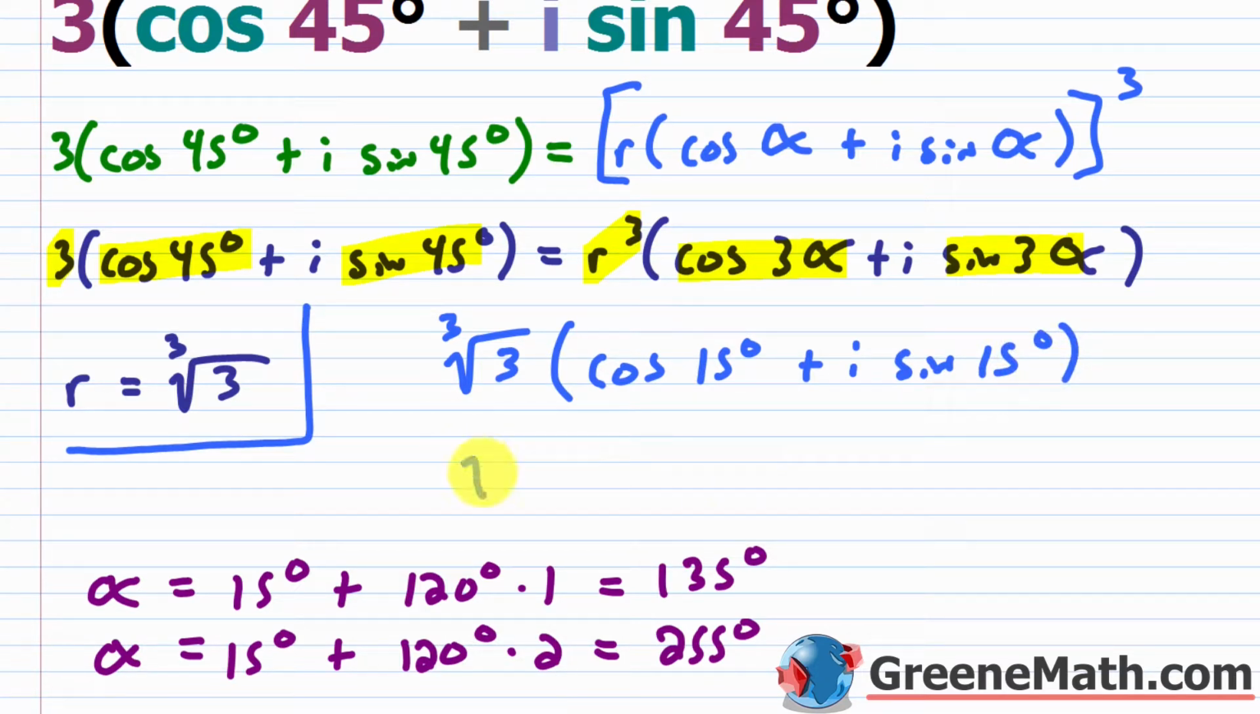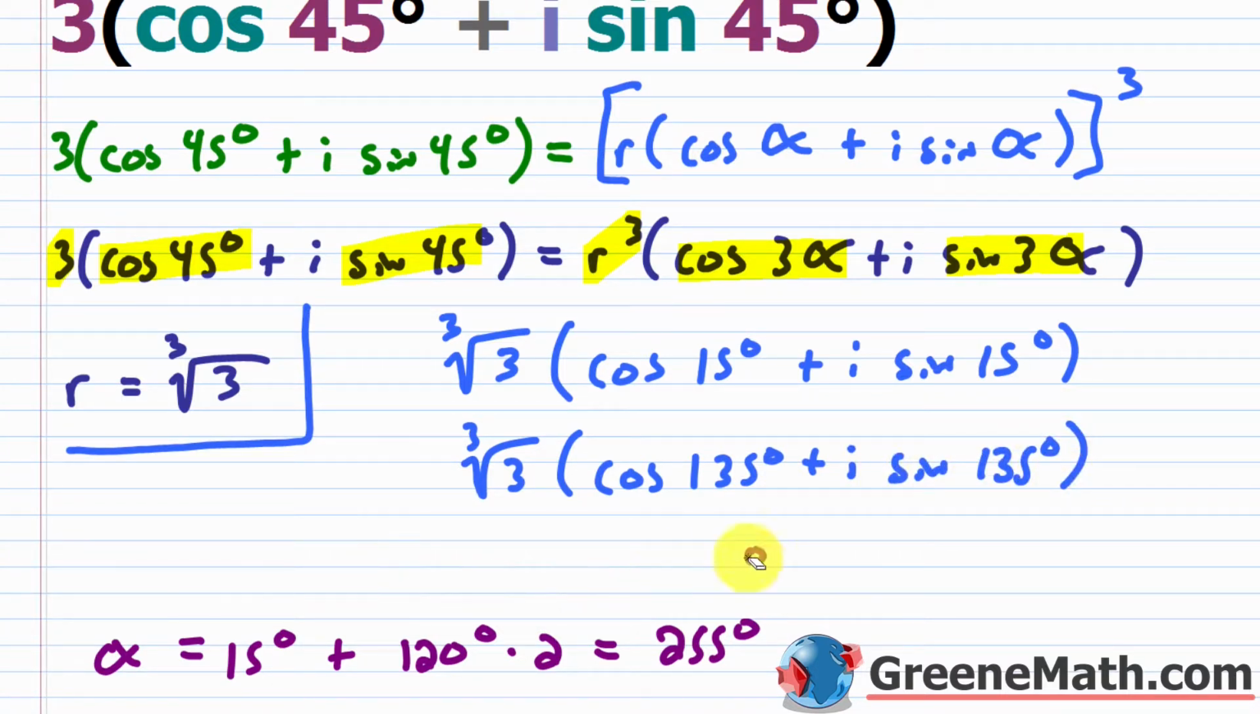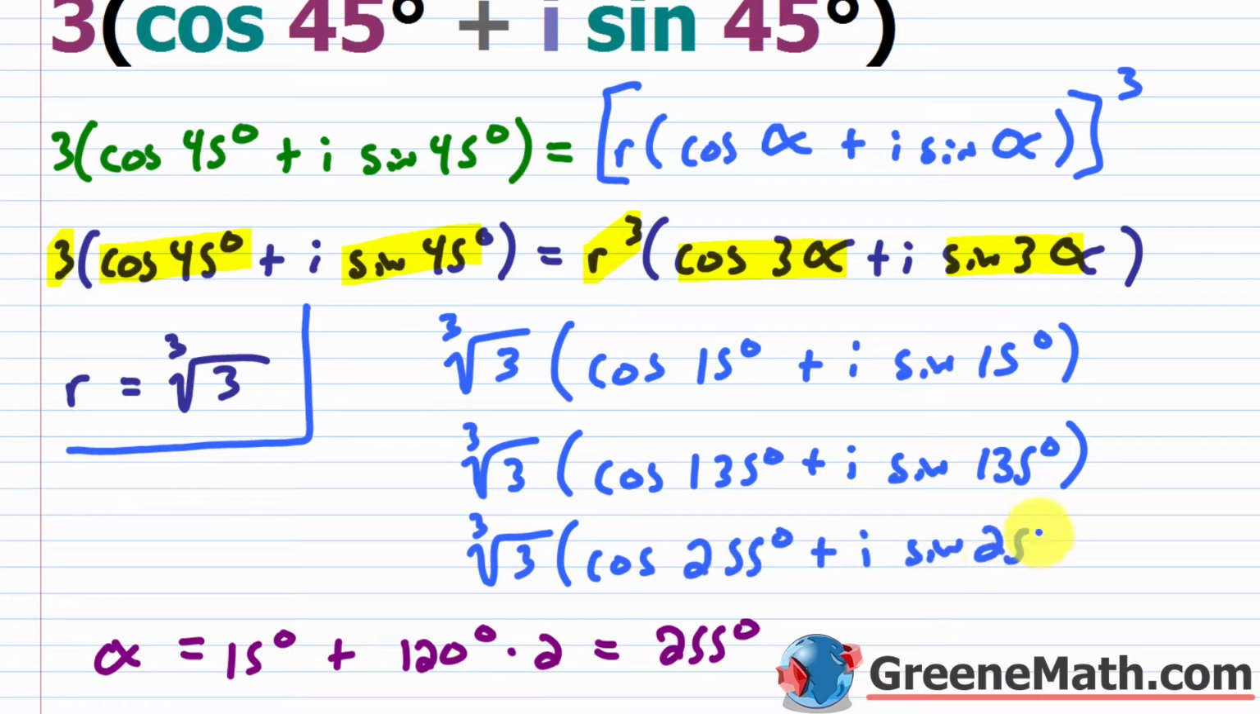Then the next one would be the cube root of 3 times the cosine of 135 degrees plus i times the sine of 135 degrees, okay? Let's get rid of this one. And then your last root here, so the last cube root, would be the cube root of 3 times the quantity, the cosine of 255 degrees plus i times the sine of 255 degrees, okay? So let's get rid of this.